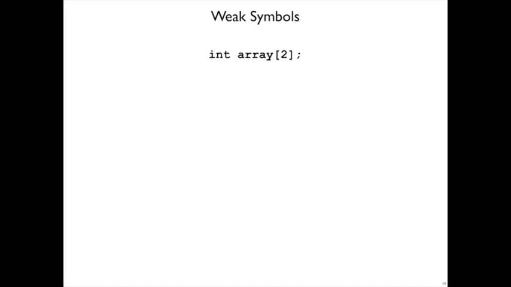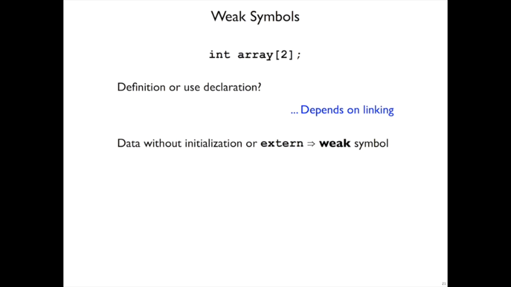What if we have int array2? So is this a declaration or is this a definition? Is this declaring an array that will be defined somewhere else, or is it the actual definition? We can't actually tell by looking at this. It could be either of those things, and it's going to depend on what we link it to, it turns out. So this declaration slash definition creates a weak symbol in the object file.